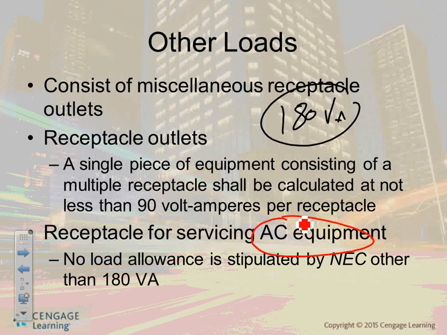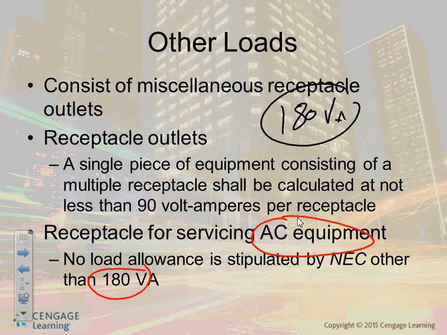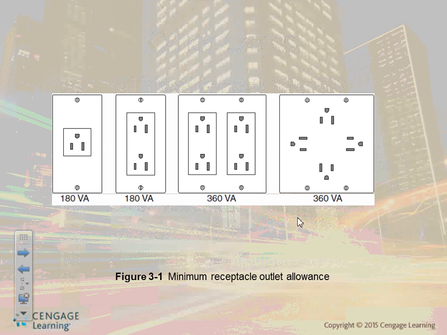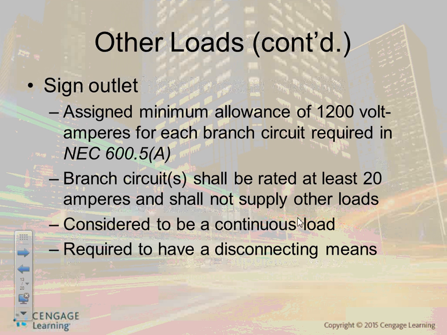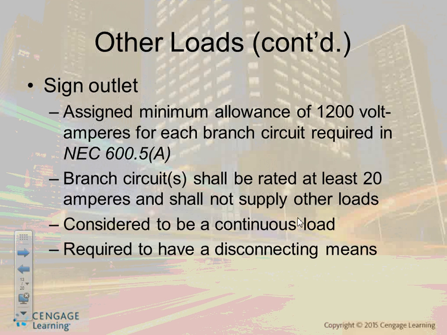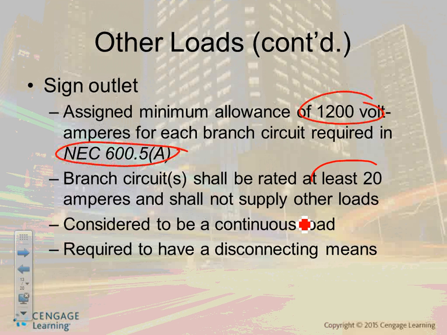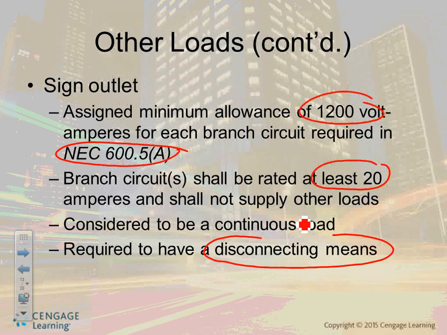The NEC code book does not allocate volt-amps for this, so a lot of people use 180 volt-amps, or some engineers use even more than that for that receptacle. We talked about sign outlets last time, and we did the math for it. We said 1200 volt-amps for your sign. Here's your reference, and you have to have a 20 amp circuit dedicated for that sign, and also some type of disconnecting means. So that's what they do for your sign.